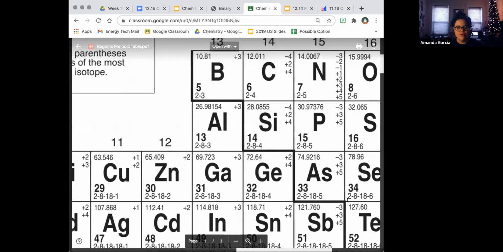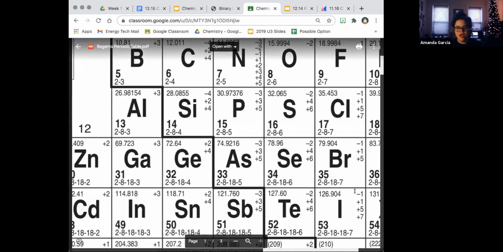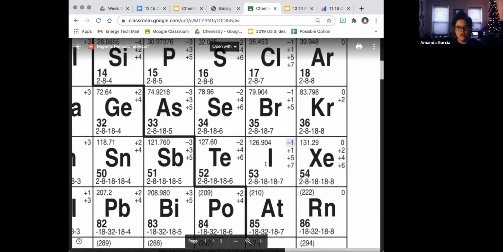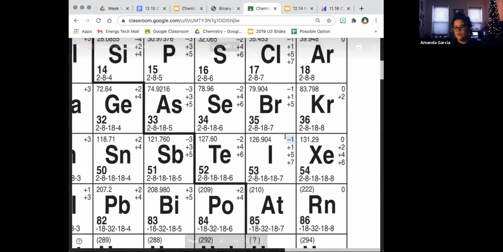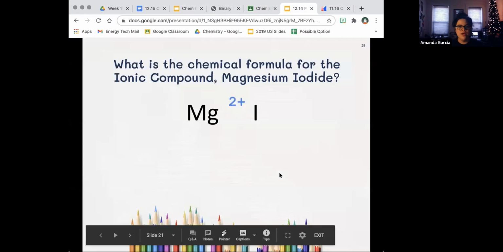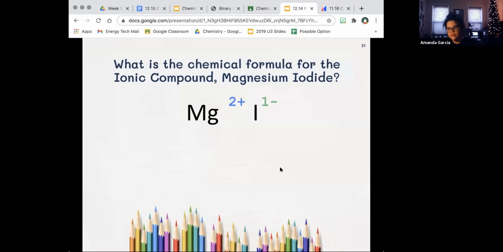Iodine's number 53. And if you look right here on top of iodine, you have a -1. The charge that is on the top will be the one that fulfills the octet rule and is the most common charge for that element. Okay, so iodine is going to be -1.